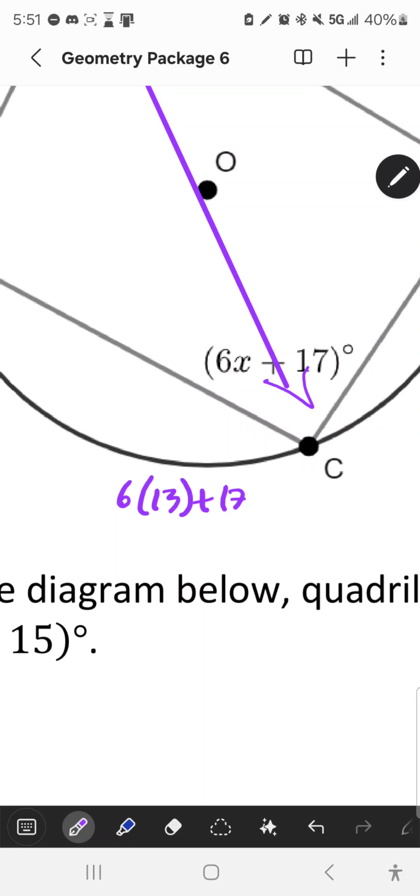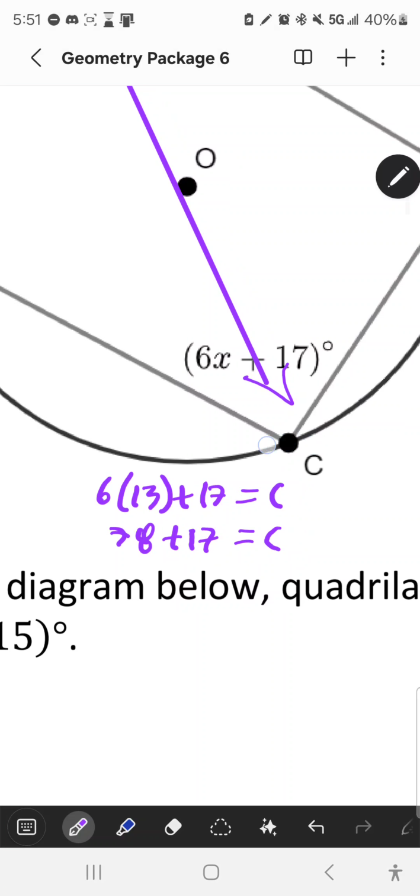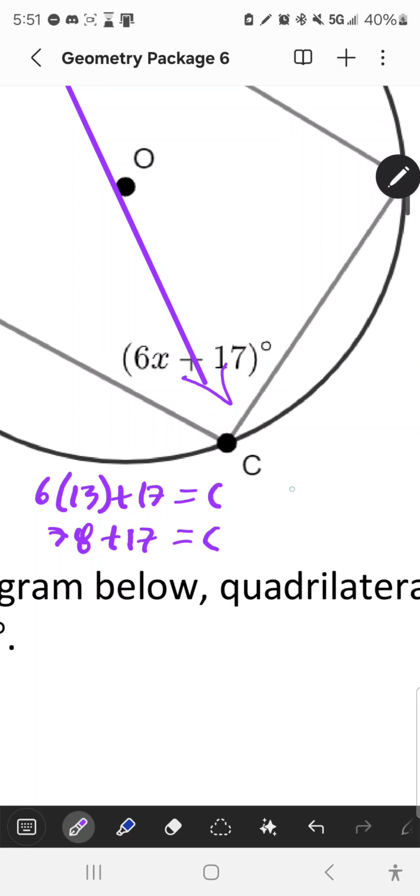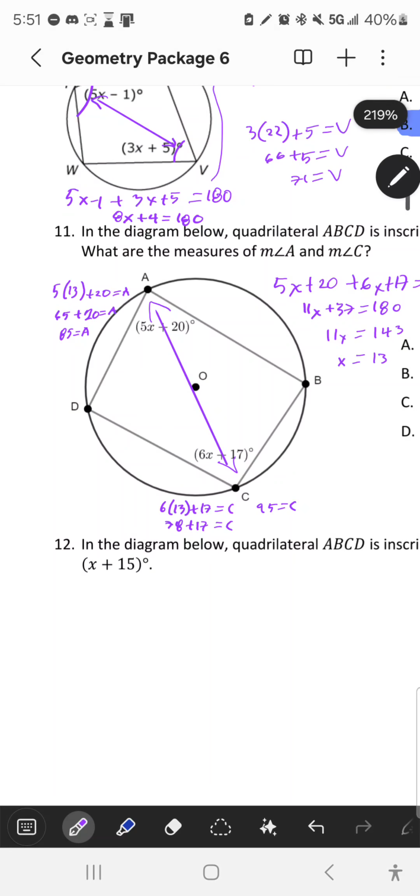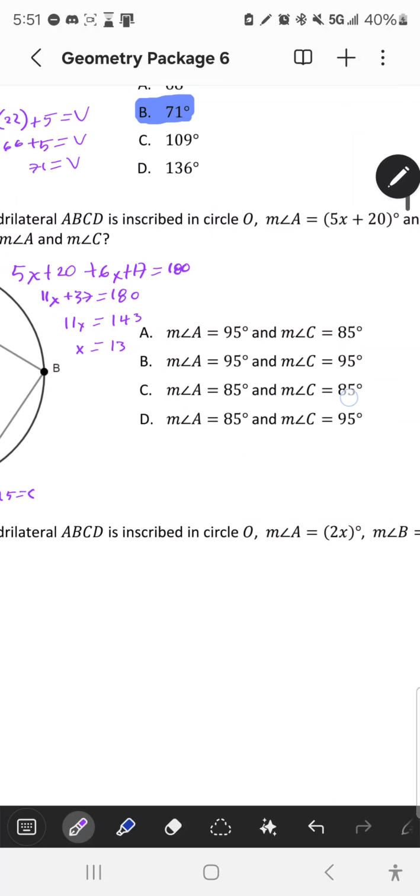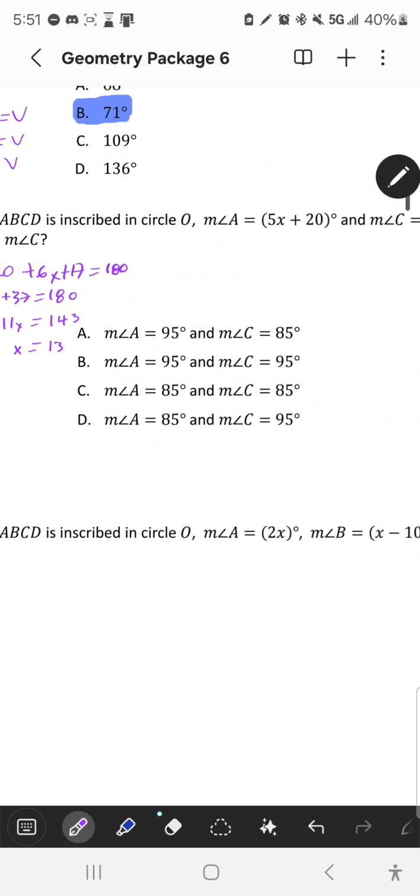6 times 13 is going to equal 78 plus 17, and this is going to be equal to C. Now 78 plus 17 is 95, so 95 equals C, if I'm not mistaken, yeah. So A is 85, C is 95.